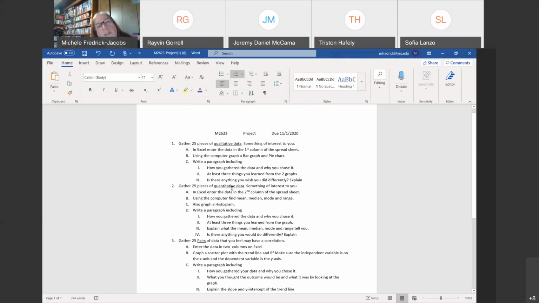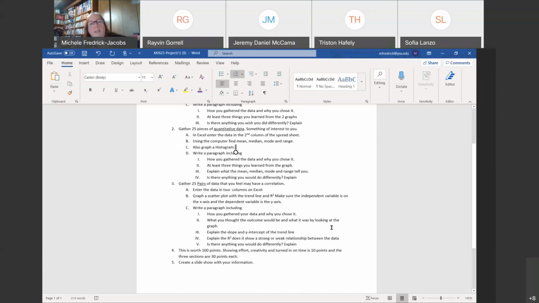Then you're going to gather your quantitative data, and notice it says 25 pieces. So if you do a survey and you get 100, if you don't want to do all of them, just take the first 25. But this one will be in your numerical data. You'll have to find mean, median, mode, and range, and a histogram. And then you'll answer the questions that go with it.